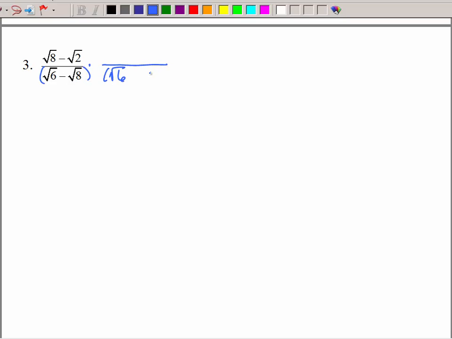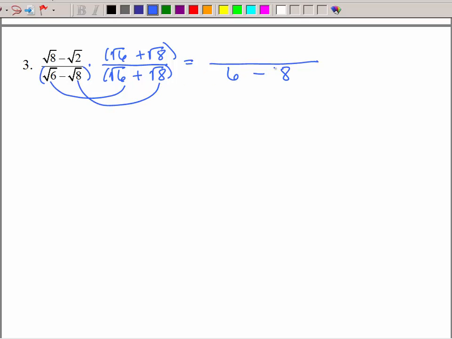It's the same binomial, but we change the middle sign. So the square root of 6 times the square root of 6 is 6. That's 8, and we have a minus sign. Now on top, what are we going to have to do here? We're going to have to FOIL that out, because we have a binomial times a binomial. Let's just do it a step at a time.